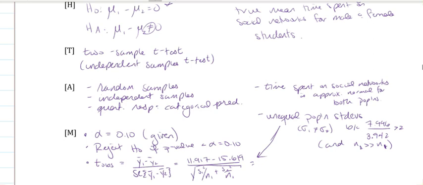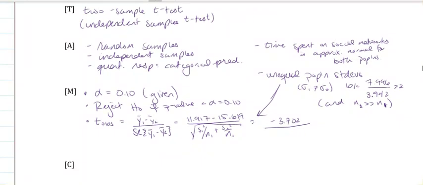So we've got negative 3.702 for that difference in the numerator. And then for our standard error, this is going to be the square root of 3.942 squared over 12 plus 7.996 squared over 21. And that gives me a test statistic of negative 1.777. So that's not huge.